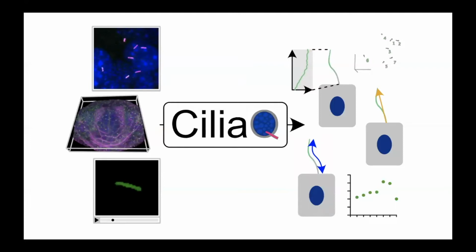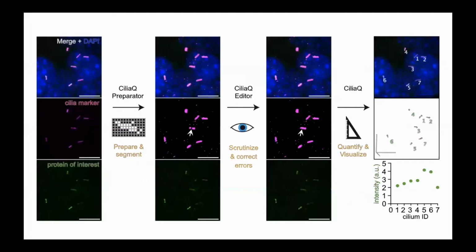The CiliaQ package consists of a three-step workflow based on three ImageJ plugins. First, we will have CiliaQ Preparator, which prepares the images for segmentation and segments the images into cilia and background. Then we will have CiliaQ Editor, which allows manual corrections for the segmentation. And then we will work with CiliaQ, which reconstructs the cilia, quantifies them, and visualizes the results.